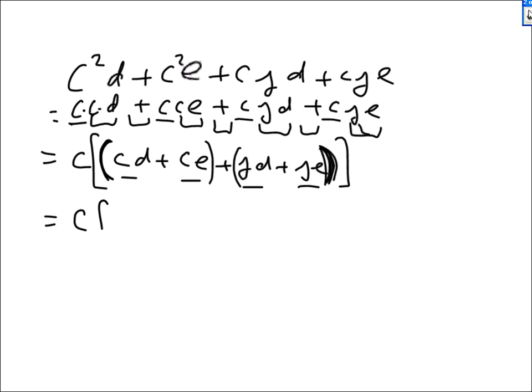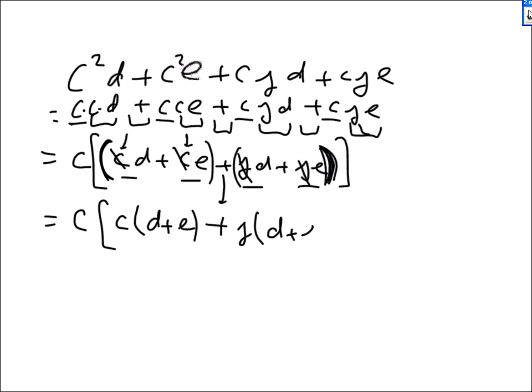So I have C times, and I'm going to try to factor the first bracket. Well, they both have a C in them. I pull out the C, and what's left over is the stuff that doesn't have the arrow pointing to them. That is everything but the C. And plus, in the second bracket, I can pull out the J. And what goes in the bracket is what I didn't cross off, namely D plus E.